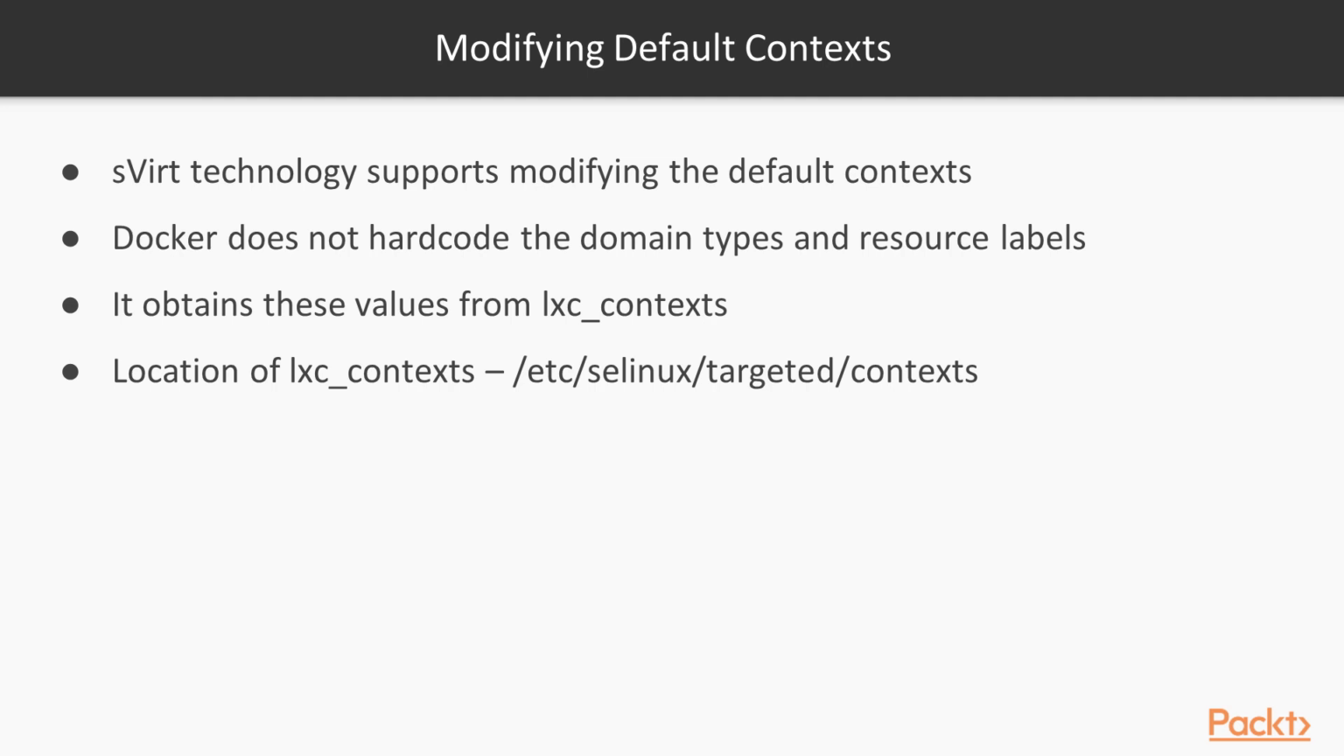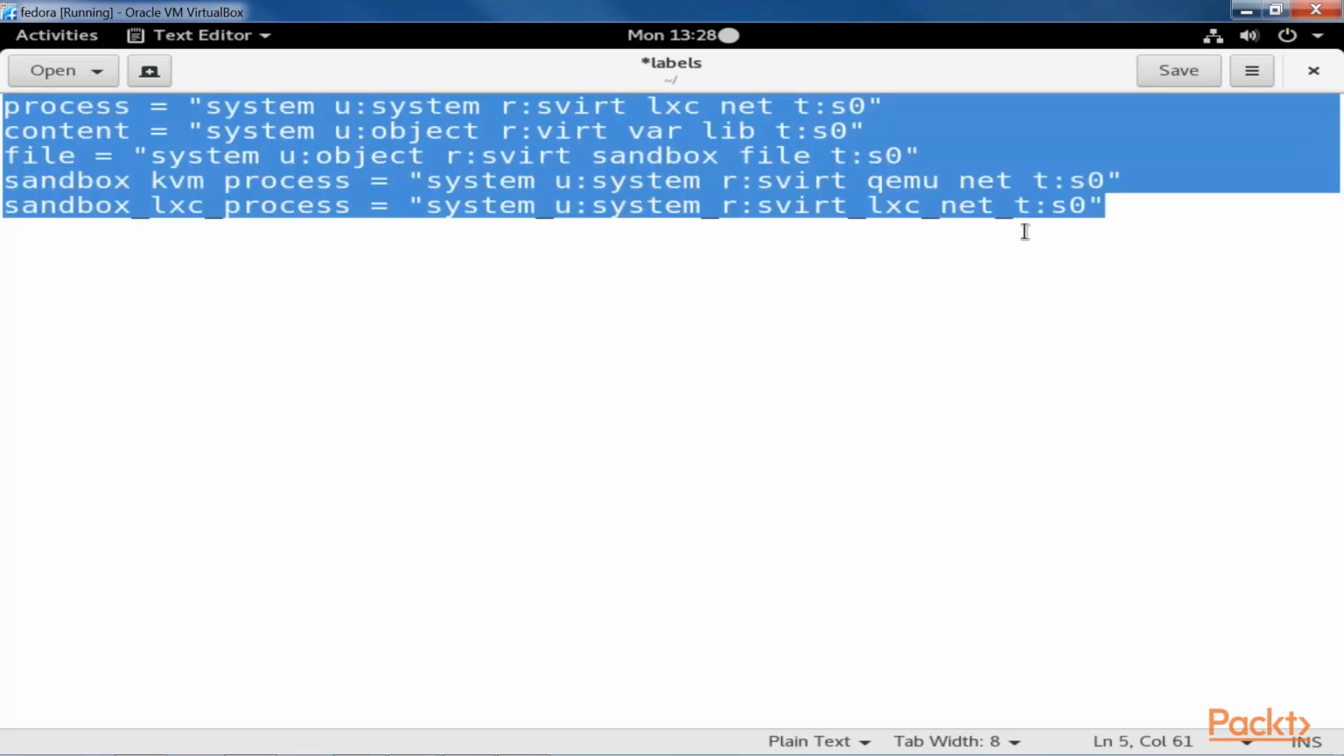Now, the sVirt technology supports modifying the default contexts. Docker does not hard-code the domain types and resource labels, but obtains these values from an SELinux-provided configuration file, lxc_contexts, which is stored inside the contexts directory. The example on your screen shows the default contents of this file and defines the labels used for various purposes. Administrators can modify these defaults, but they must be aware that these files are part of the SELinux policy packages and might be overwritten when an updated policy is deployed. Therefore, it's advised to stick to the labeling features of Docker itself.